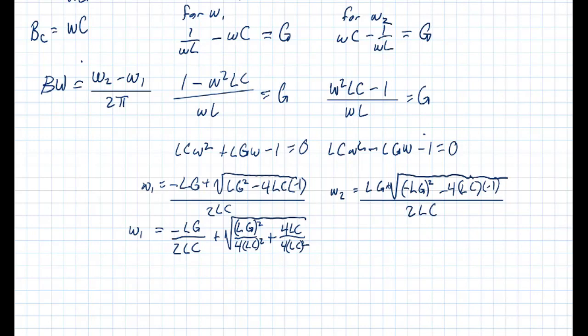And we can just sort of partially, we can go to the same step that we did before. So we get LG over 2LC plus the square root of LG squared over 4LC squared plus 4LC over 4LC squared.